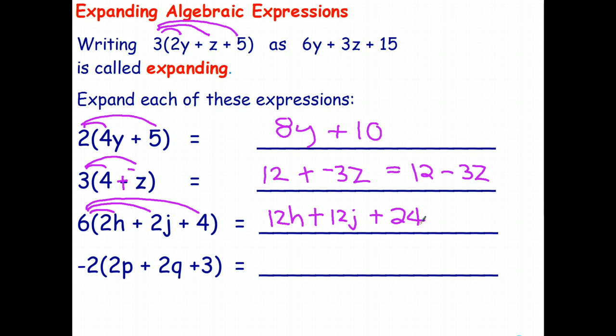Okay, the last one has a negative number on the outside, but the process is exactly the same. Negative 2 times 2p, well, a negative times a positive gives a negative, plus negative 2 times 2q is negative 4q, plus negative 2 times 3 is negative 6. And there we have it. There's those 4 expressions all expanded.